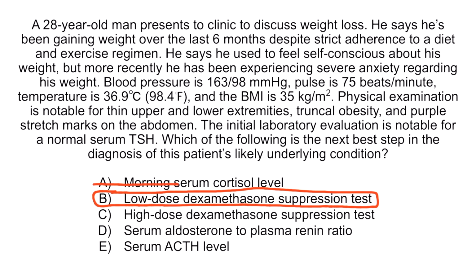So if we return to the question, we can see that option B, low-dose dexamethasone suppression test, is the correct answer. Option A is incorrect because this test is used in the diagnosis of primary adrenal insufficiency, not Cushing syndrome. Remember, it's the late-night serum cortisol that can be used to diagnose Cushing syndrome. Option C is incorrect because this test is used to delineate the etiology of an already confirmed Cushing syndrome.